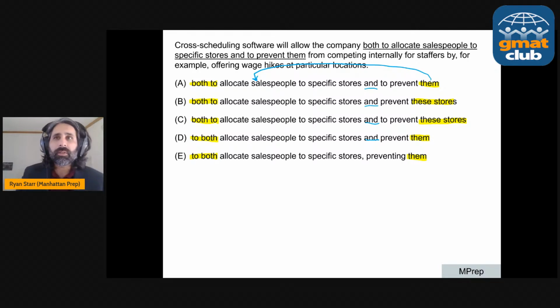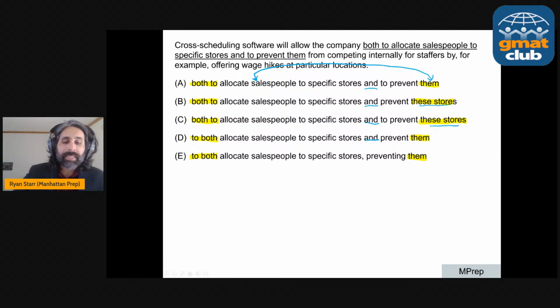What you need to know to do sentence correction well is that grammar is one tool at your disposal. You need to know grammatically the way the sentence is written, what it means, but you also need to weigh that against what was likely the intended meaning of the sentence. Grammatically, this them means salespeople. The intended meaning of the sentence was probably more along the lines of prevent the stores themselves, the locations, from competing internally in the company among each other for salespeople, for staffers. And so these stores is going to be a clearer way to do that.